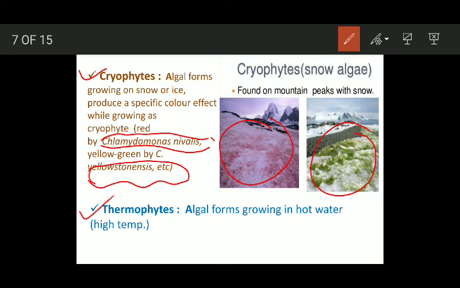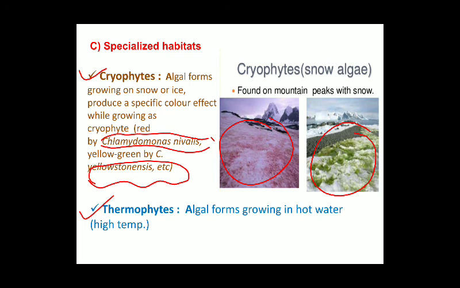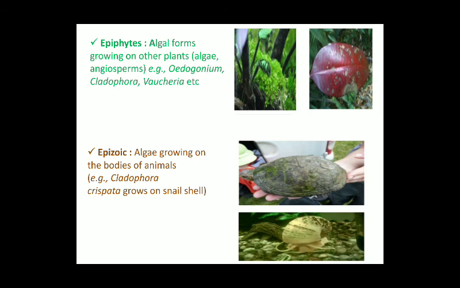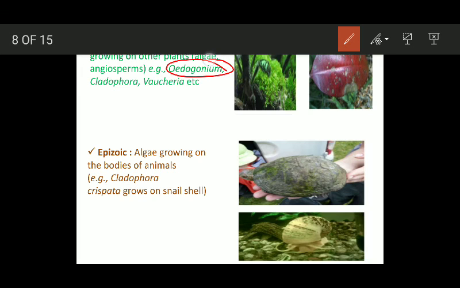Now thermophytes. Remember, we are talking about specialized habitats, algae occurring in specialized habitats. Those algal forms which grow in hot water are known as thermophytes. Okay, and then epiphytes, algal forms growing on other plants. Those algae which grow on other plants can grow on other algae as well as angiosperms. Examples are Oedogonium, Cladophora, and Vaucheria. These are those algae which grow on other plants.